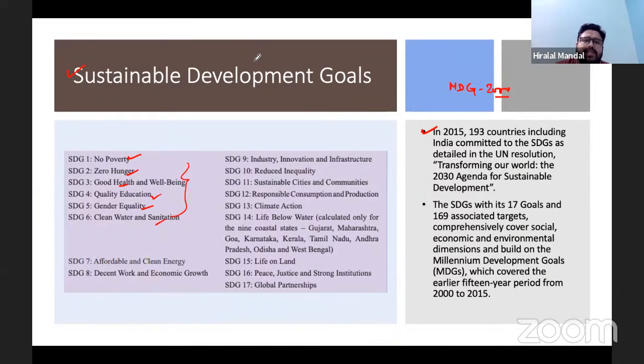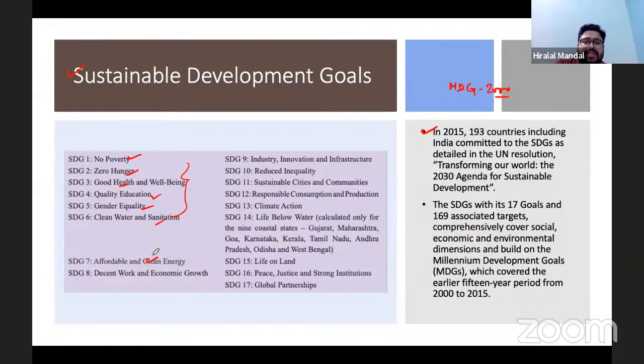That is not required. Sometimes if you have the information, it is good for writing the mains examination, but not having it is not going to disturb you anyway. All right, so if you have it, it's good. If you don't have it, that's okay. The only thing you need to remember is the very broader areas that are covered under the sustainable development goals. So if you look at the sustainable development goals, we talked about clean energy as well.